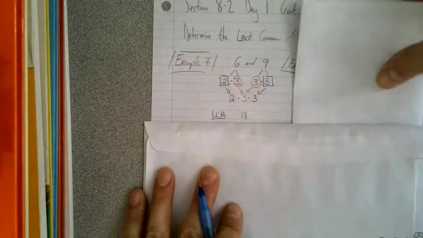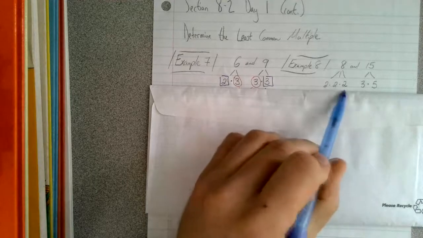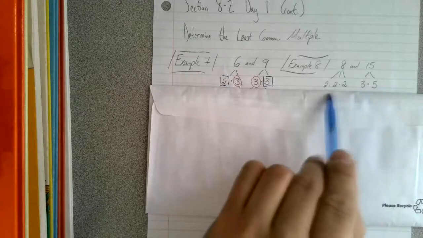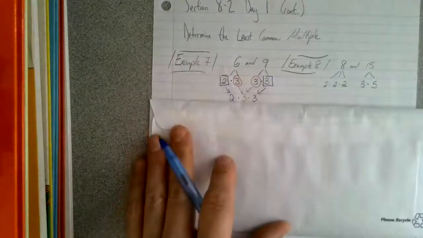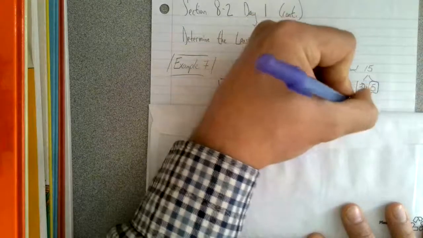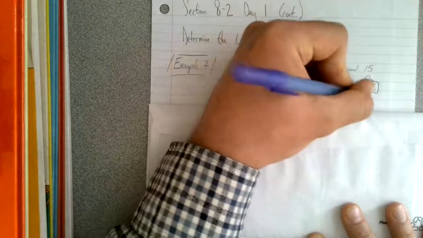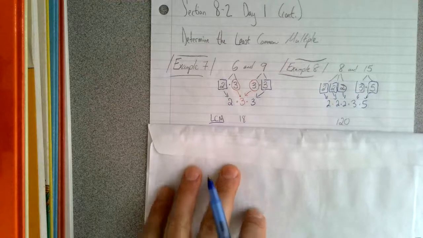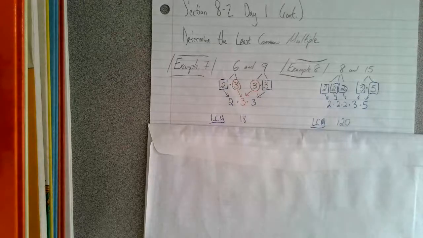All right, just one other example. If we had 8 and 15, and we list the factors, 2, 2, 2, 3, and 5, none of these have any match from one side to the other. So this would be an instance where they're all getting these rectangles put around them, and they all need to come down. When you multiply those 5 factors together, you get 120. And so the least common multiple between 8 and 15 is 120.